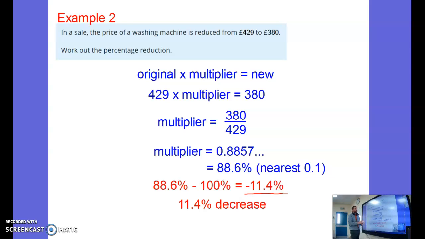So there's a lot of steps to this. It is not that straightforward unless you're very good at interpreting the multipliers. Okay? So take your time, write out your number sentence, then work out what's the multiplier, and then interpret that multiplier by changing it to a percentage and taking away 100. And that gives you the answer.